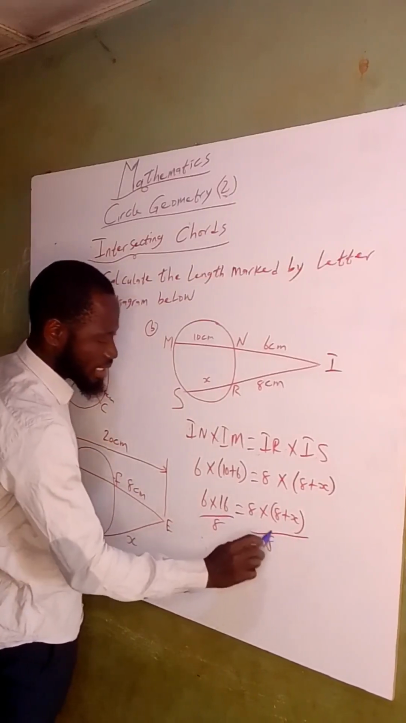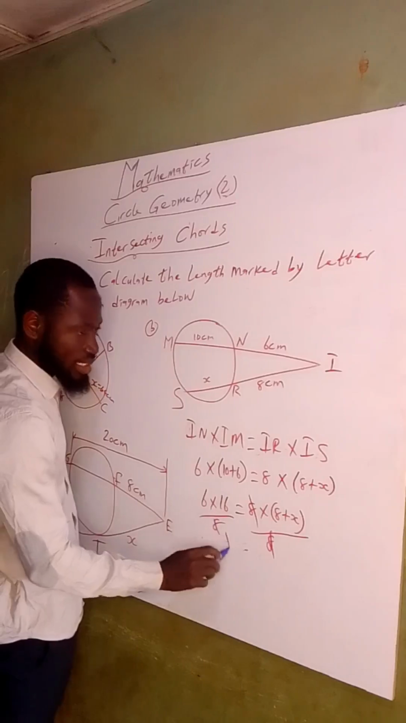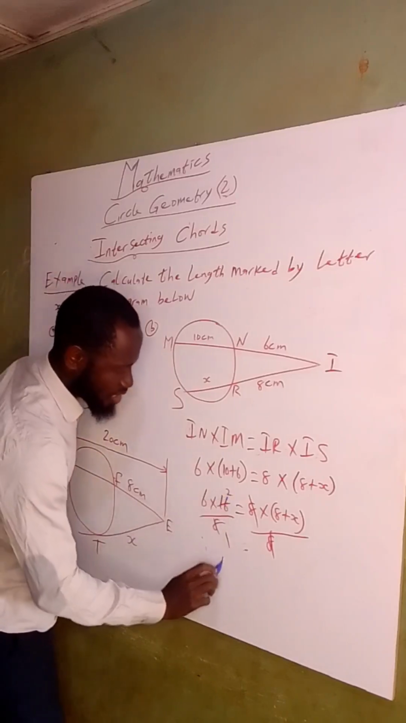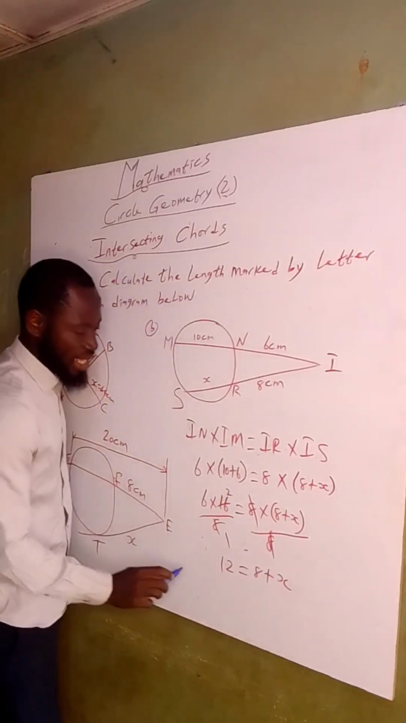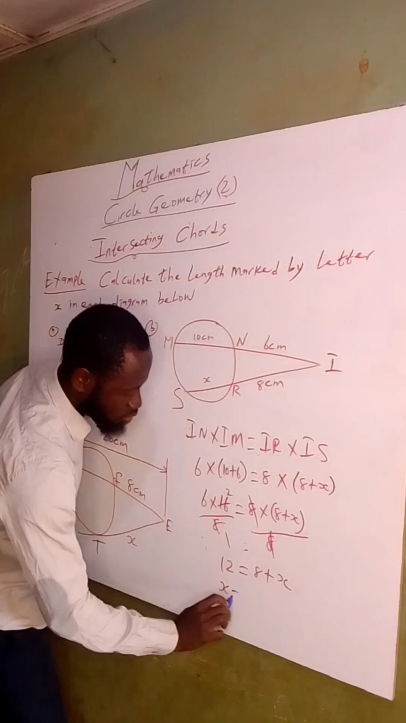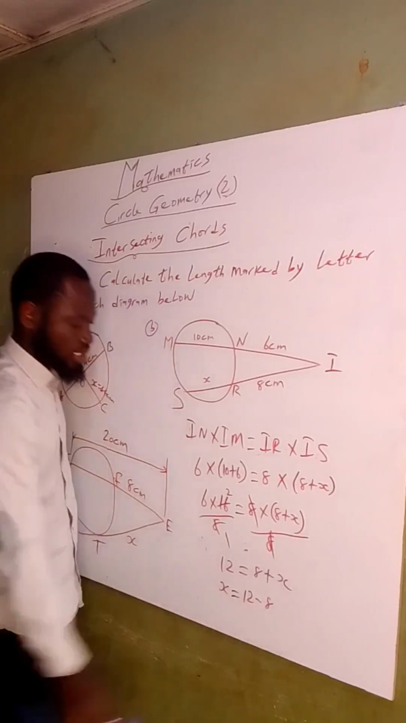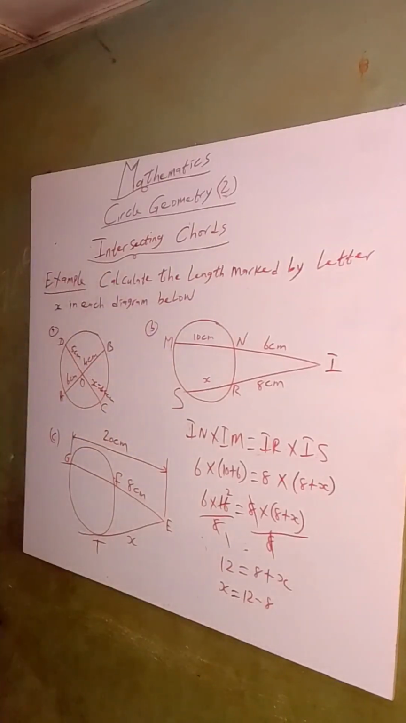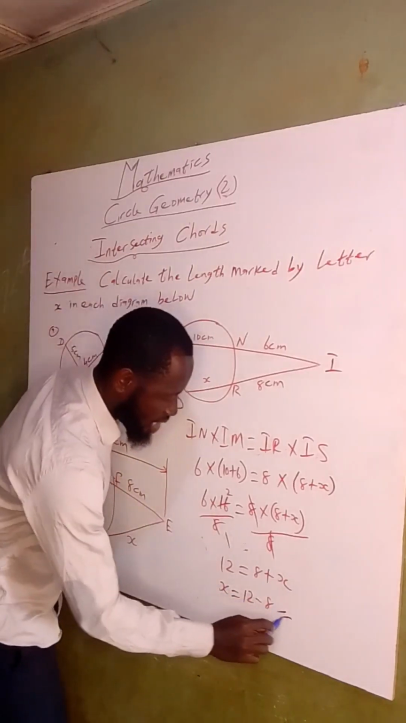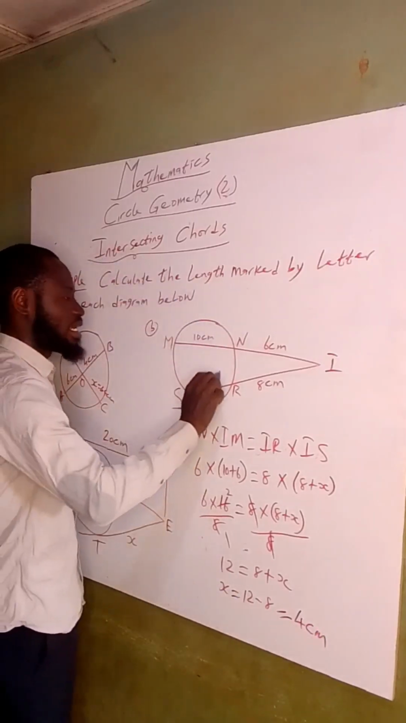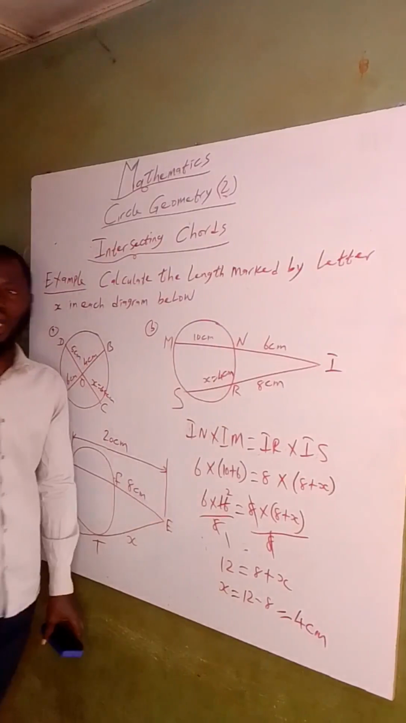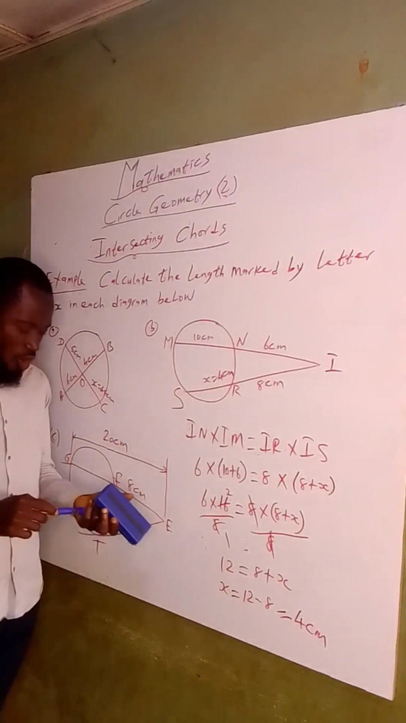Dividing both sides by 8, the 8 cancels the 8 here. What I have is 20 equals 8 plus X. Then making X the subject of the formula, X equals 12 minus 8, which gives us 4 centimeters. Meaning that our X here is 4 centimeters.